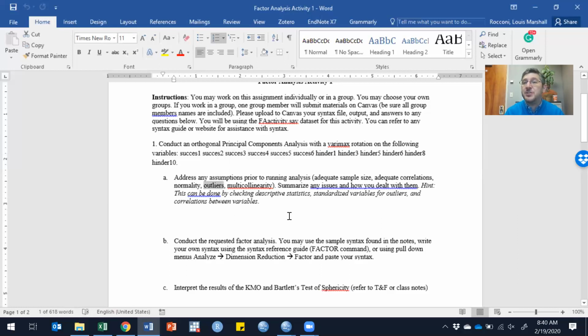Outliers, I'm not going to be too concerned about outliers in this instance, just because our data are a 5-point Likert scale.